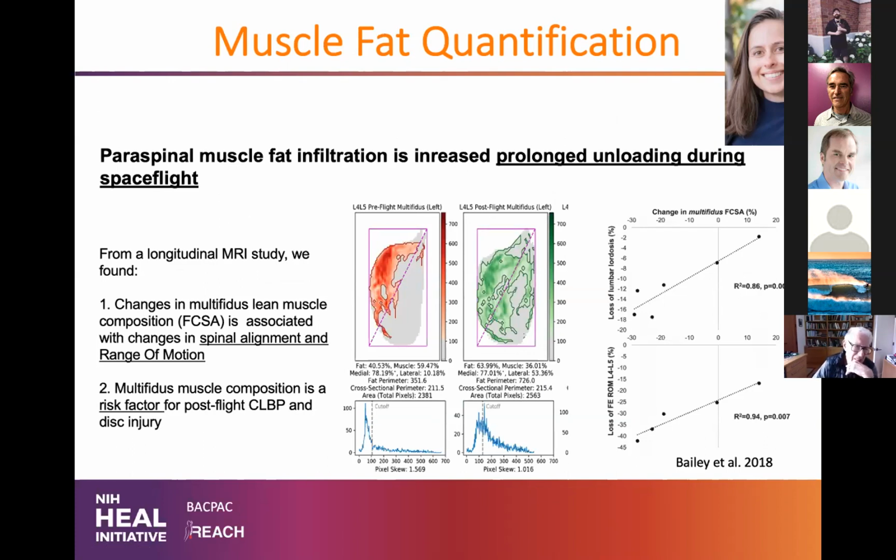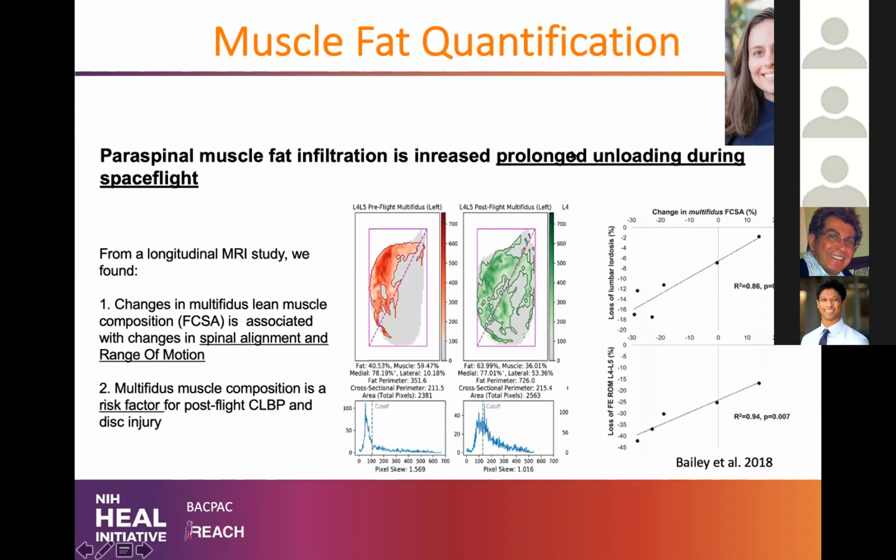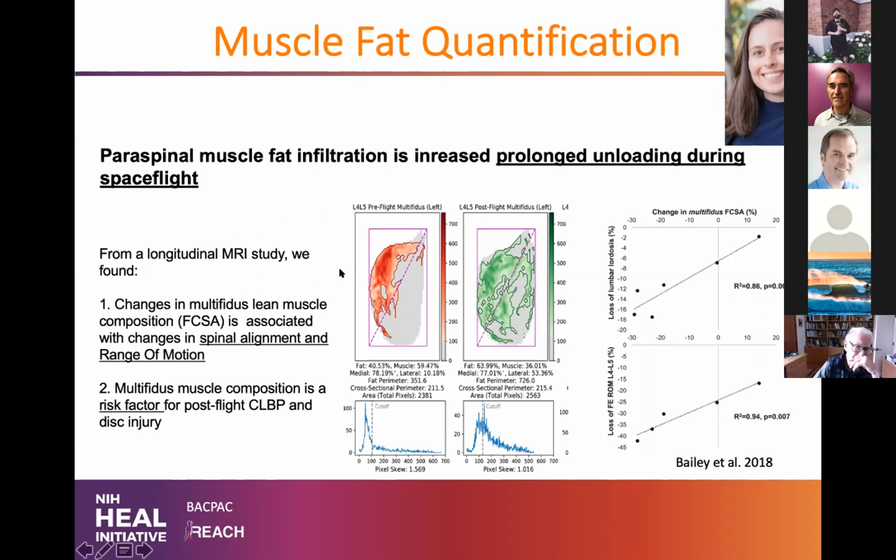The application Jeannie found for this was prolonged unloading during space flight. You can see here in these images an individual before a space flight. After thresholding, you can see there are moderate amounts of fat in the muscle. And after post-flight assessment, you see there's much more fat infiltration in the muscle.